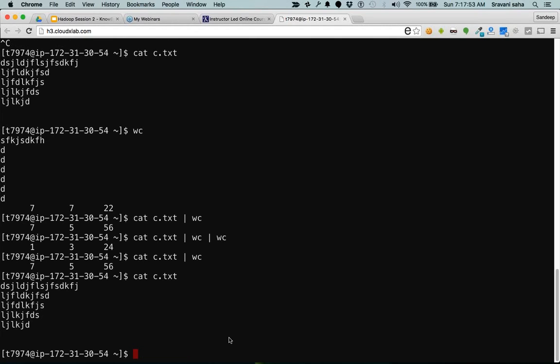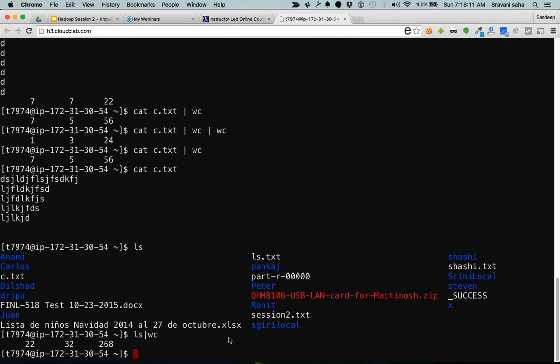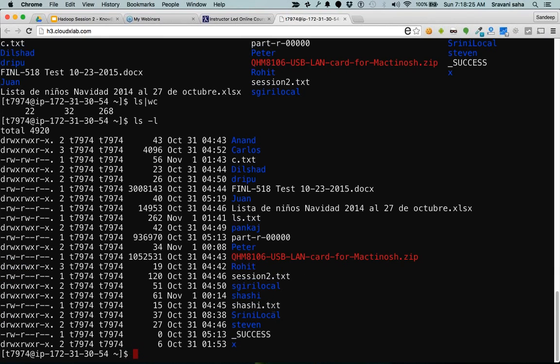Now there are a few more things we should know. There are a few more commands we should know. So we talked about, and you also remember, the ls command. If you just want to find out how many lines there are, we can simply say ls pipe wc. So it has counted the number of lines, number of words, and number of characters in ls. So we have got 22 files. So similarly, you can see here.